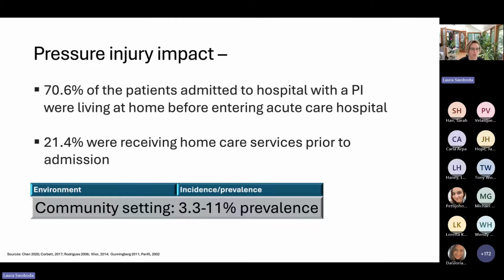21.4% were receiving home care services prior to admission. So these people already had contact with the healthcare services and still had these pressure injuries. So we need to make sure, again, that tools are accessible across the care environments.